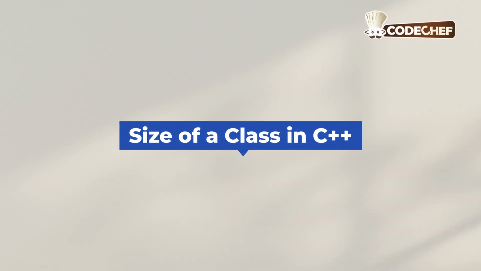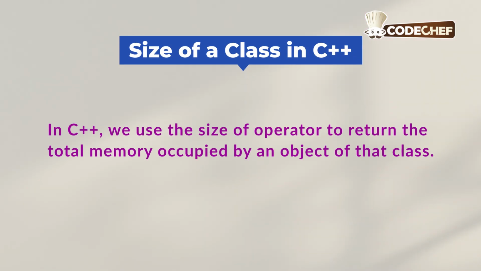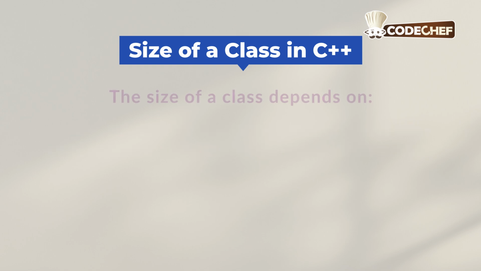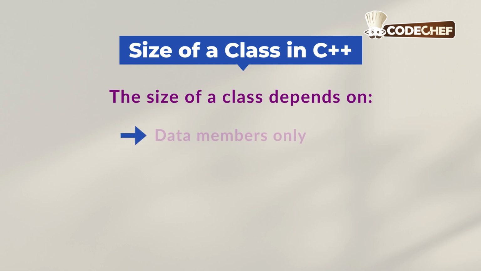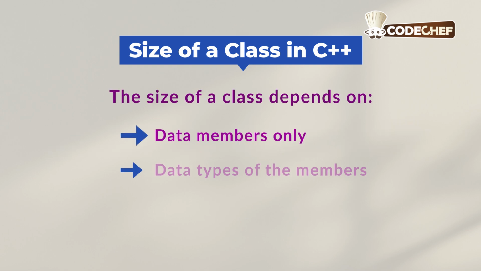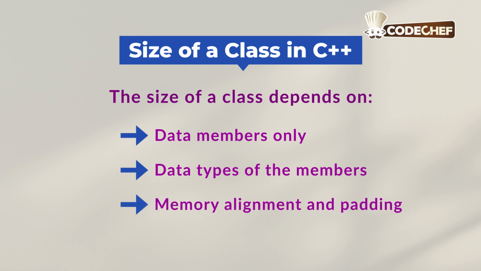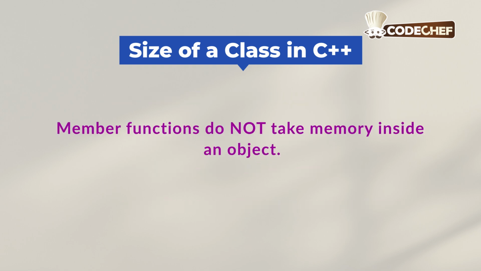Size of a class in C++. In C++, we use the sizeof operator to return the total memory occupied by an object of that class. The size of a class depends on its data members only, data types of the members, and memory alignment and padding. Member functions do not take memory inside an object. Now let us go to the CodeChef platform to see how to calculate the size of a class.